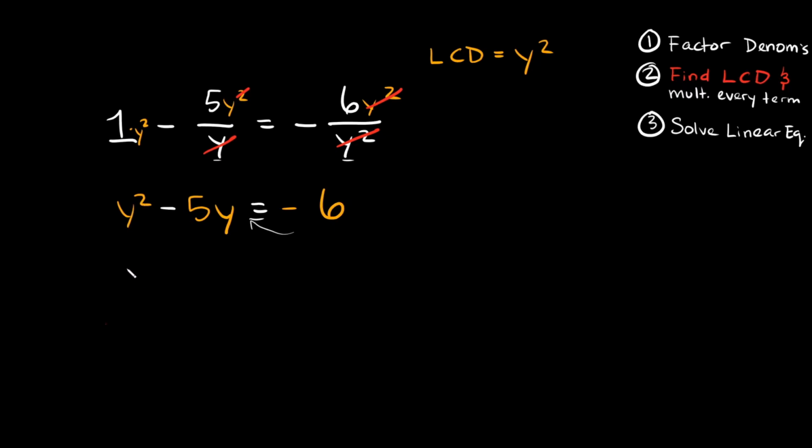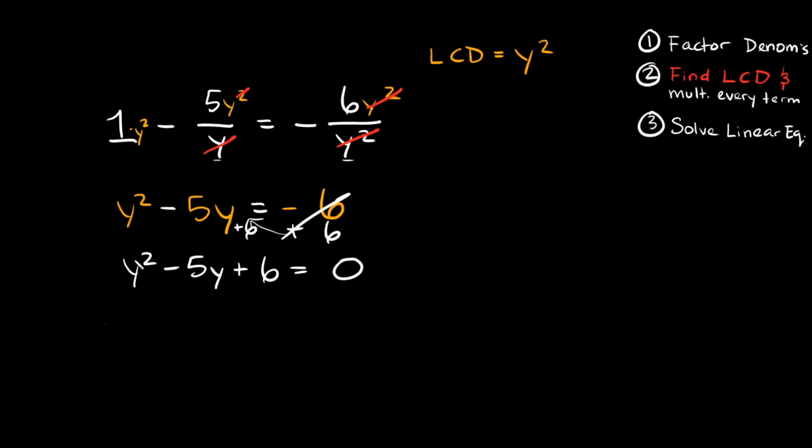Let's rewrite this as y squared minus 5y. And then here, this negative 6, we're going to add 6. What you do to one side, you do to the other, so we're going to add 6 on the other side also, so we have plus 6. Then negative 6 plus 6 goes to 0. So we set this equal to 0. Now we're left with y squared minus 5y plus 6 is equal to 0.